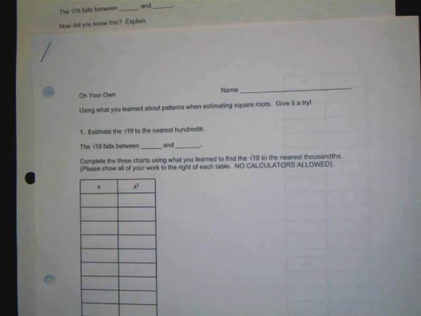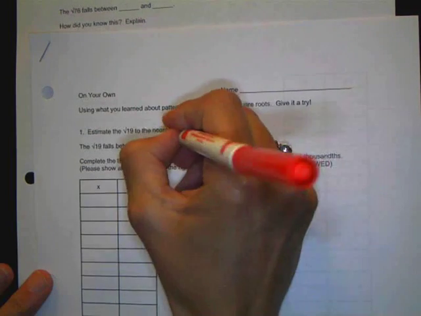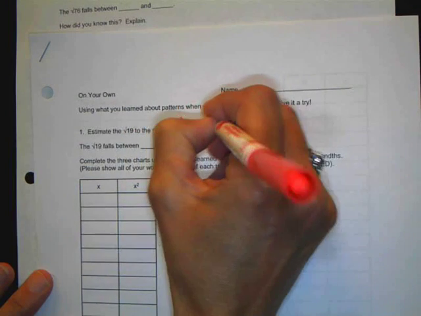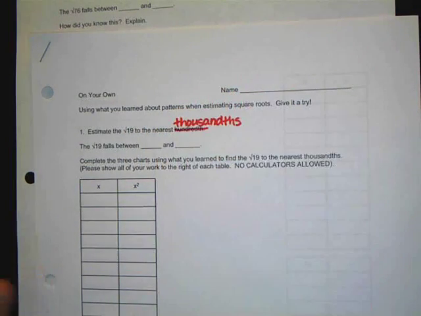I think I typed that out wrong. It should be to the nearest thousandths, so if you want to change that. On my notes it says thousandths, but I think my fingers did the typing and they weren't listening to what my brain was saying. We're going to estimate the square root of 19 to the nearest thousandths.